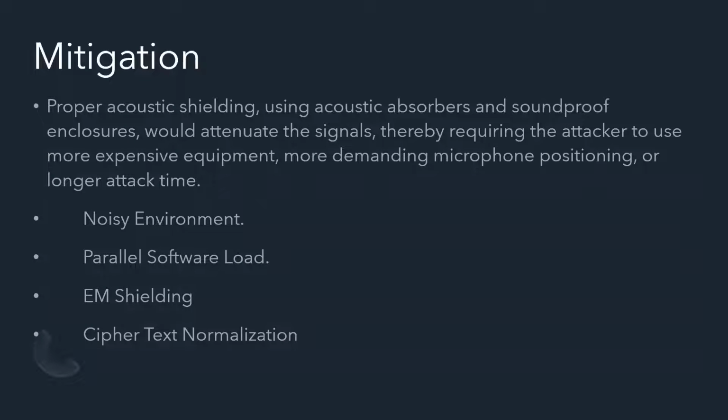And the last topic is mitigation. This section covers how we mitigate the attack. Proper acoustic shielding using acoustic absorbers and soundproof enclosures would attenuate the signals, thereby requiring the attacker to use more expensive equipment, more demanding microphone positioning, or longer attack time. It also includes a noisy environment, parallel software load, EM shielding, and ciphertext normalization, which adds the last few bits to the ciphertext in the decryption process.